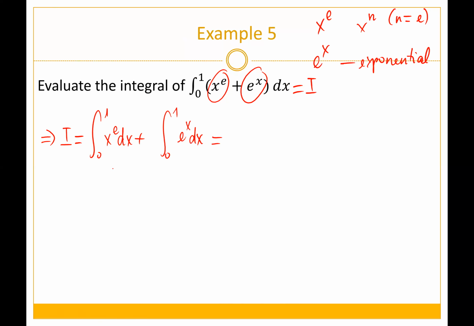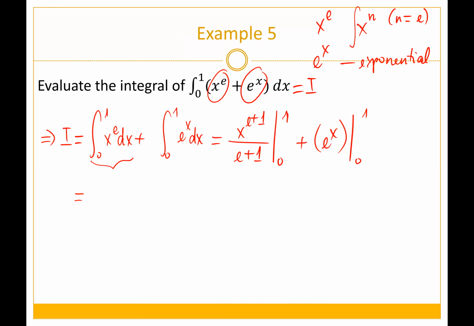So for this one, again, we're going to use the general formula for x to the n dx. The integral of this is going to be x to the e plus 1 over e plus 1 from 0 to 1, plus this one, the integral of e to the x, is just going to be e to the x from 0 to 1. So this is going to equal 1 to the e plus 1 over e plus 1 minus 0, plus e to the 1 minus e to the 0.